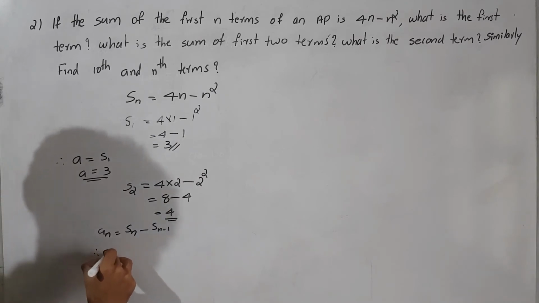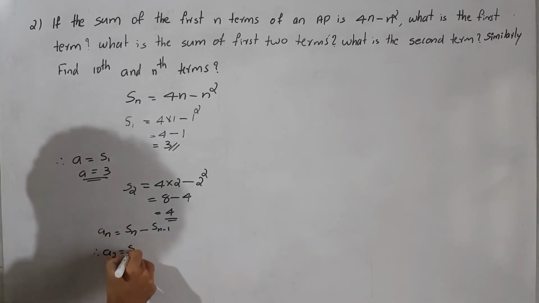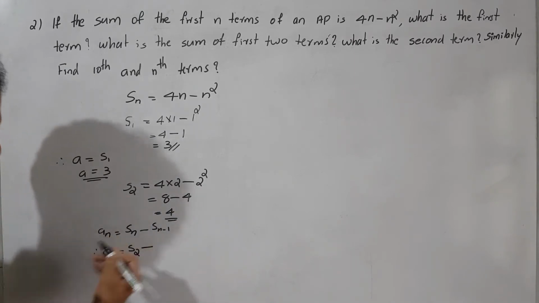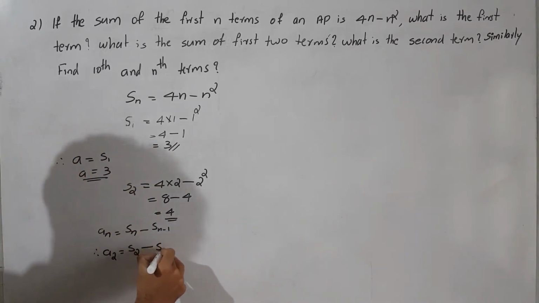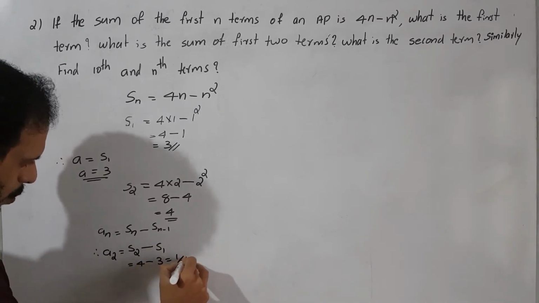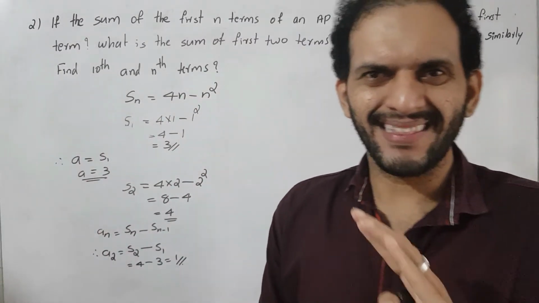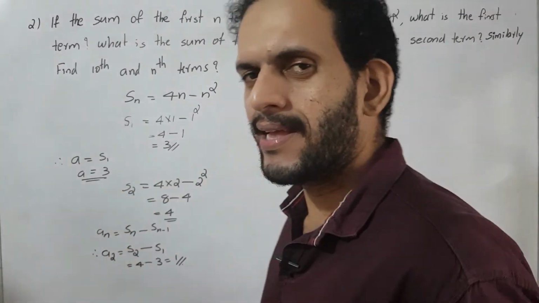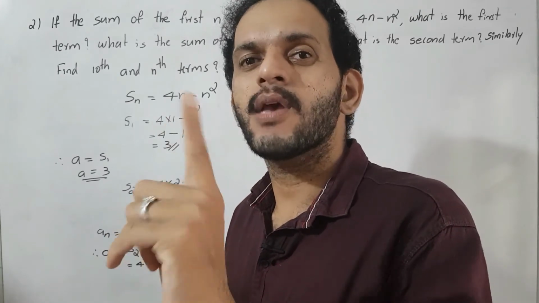A2. Therefore A2 is equal to S2 minus S1, the sum of the terms just before it, is equal to 4 minus 3 is equal to 1. What is A2? A2 is equal to 4 minus 3 is equal to 1. Okay. Then how do we get A3? The question asks to find A3. How to find A3? A3 is equal to S3 minus S2.